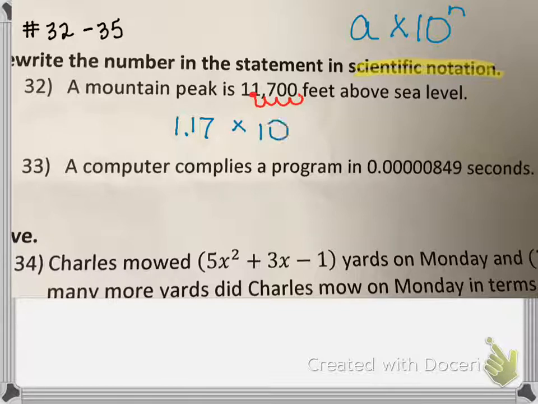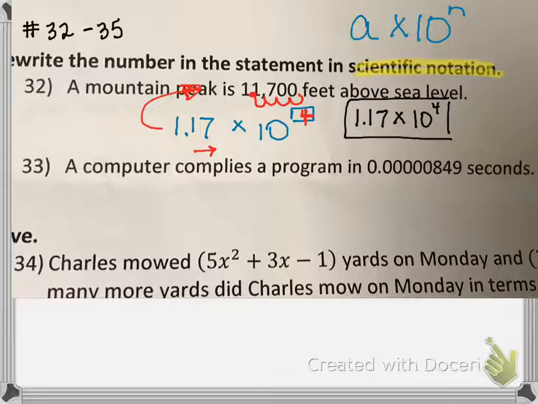times 10, and then the exponent is going to depend on 2 things. Number 1, the number of times that you moved the decimal point. So if we go back and count, we moved it 1, 2, 3, 4 times. And then the sign is all about the direction we would have to move to get it back to the original number. So to get from 1.17 to 11,700, I have to move the decimal point to the right. Therefore, the sign should be positive. So your final answer would just be 1.17 times 10 to the 4th.